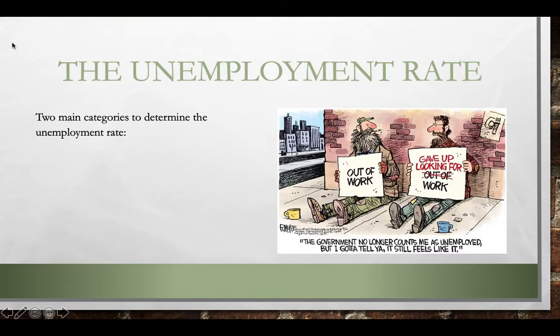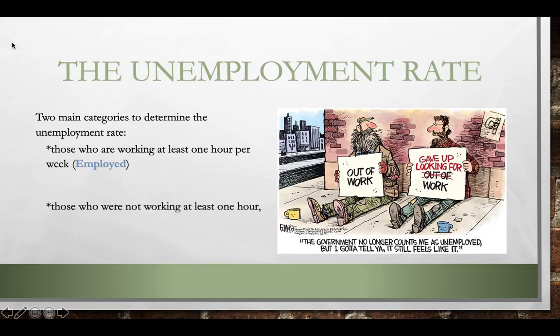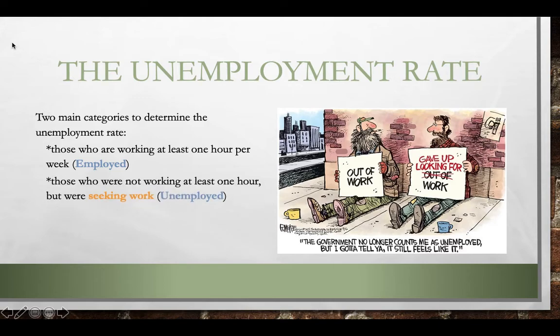So there's two things we look at when we look at the unemployment rate. We look at those who are working at least 1 hour per week. We call those people employed, right? And that's important to recognize because most people would like to work more than 1 hour per week, right? And we'll talk about this in a minute when we look at some of the limitations of the unemployment rate, right? You can look at the cartoon, right? We'll talk about that in a minute. He's a discouraged worker, which we'll get to.